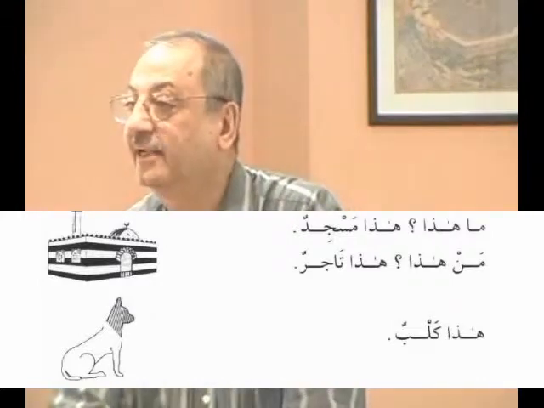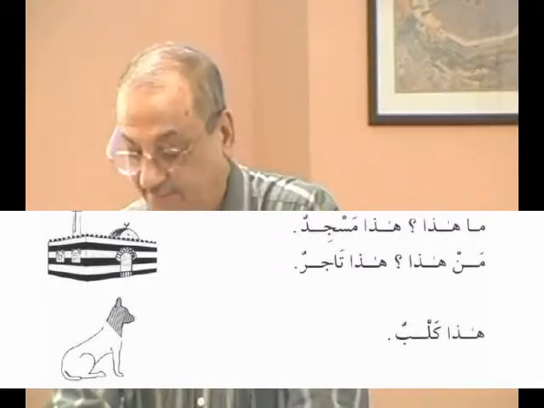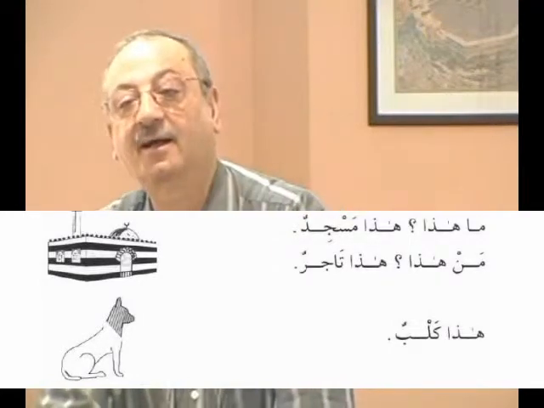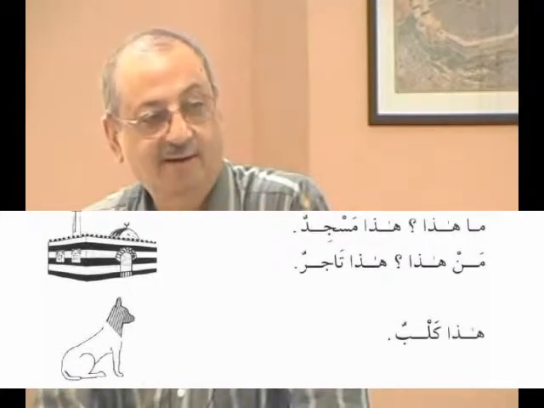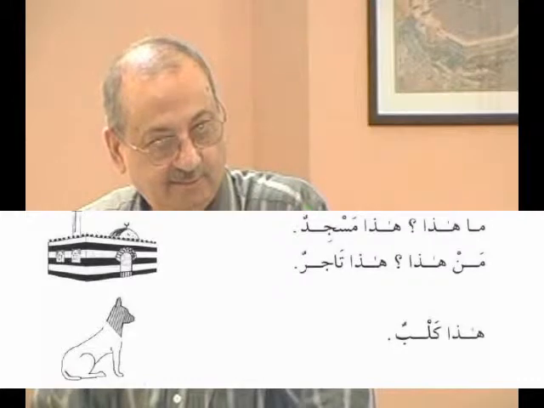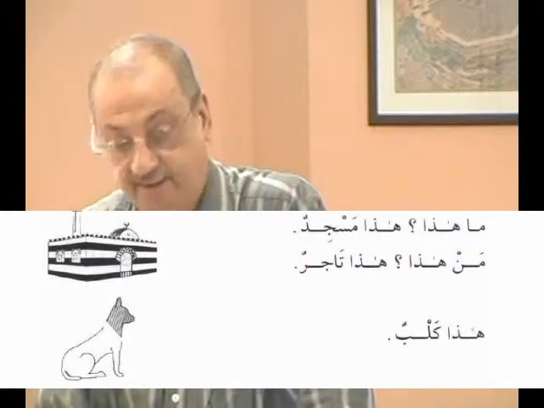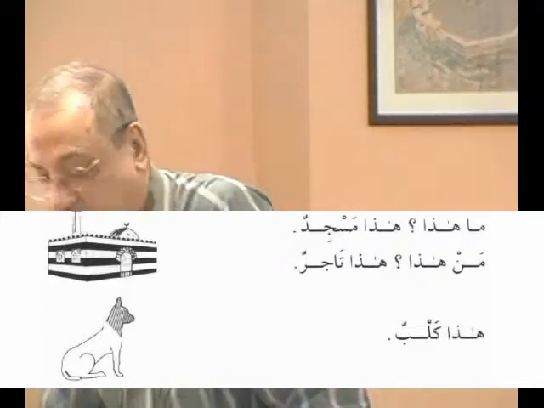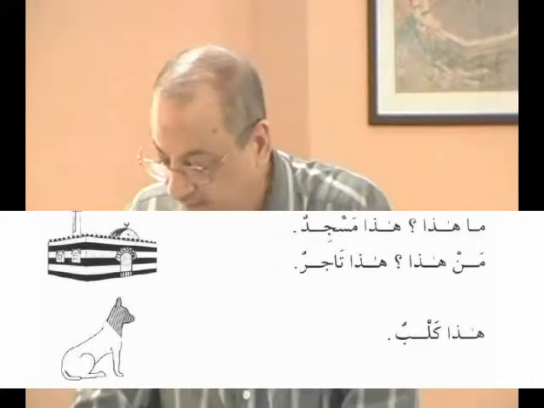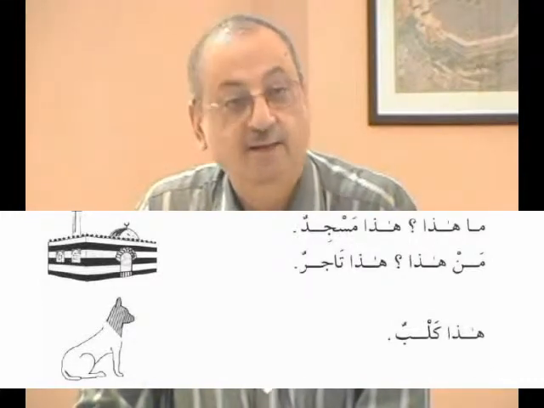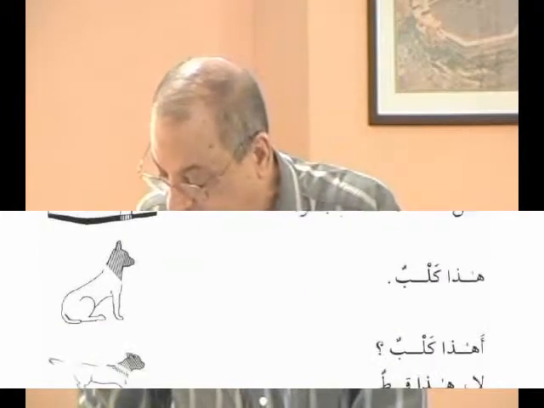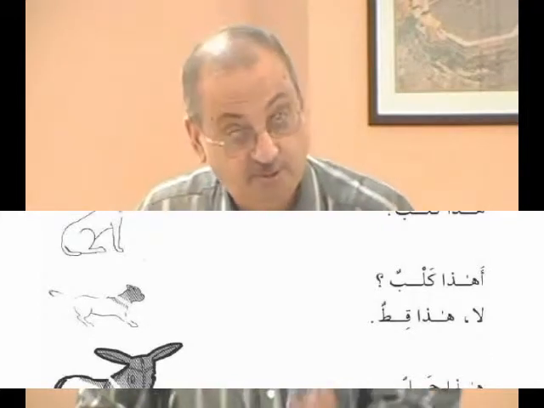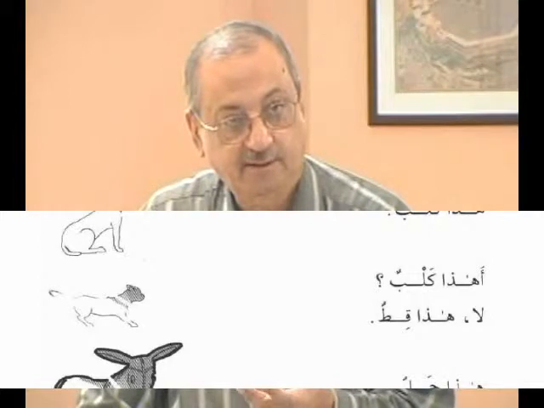Brothers and sisters, next one. Ma haza? Haza masjidun. Man haza? So it's a question for, and pointing out to, an aql person. Okay. Man haza? Haza tajirun. What is the meaning of tajirun? Merchant. Very good. Merchant, businessman. Then haza kalbun. Dog. Okay. Haza kalbun? La. Haza kittun. MashaAllah. So, brother, kittun, a cat.